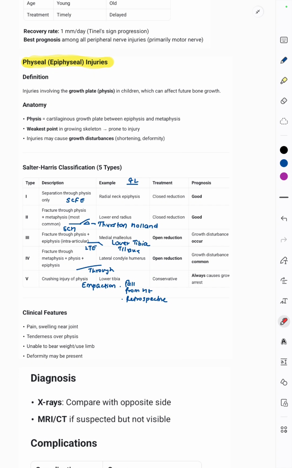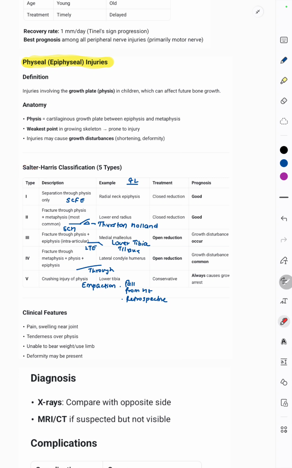Then another pediatric and orthopedic topic, that is physeal injuries. Injuries that involve the growth plate, that is the physis in children, and which affect the future bone growth, are called physeal injuries. The physis is a cartilaginous growth plate which is present between the epiphysis and metaphysis, the weakest point, and the injuries may cause growth disturbances over here.